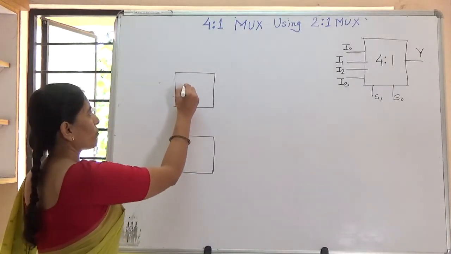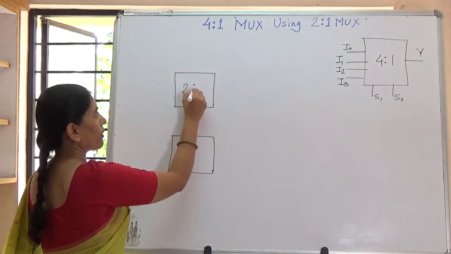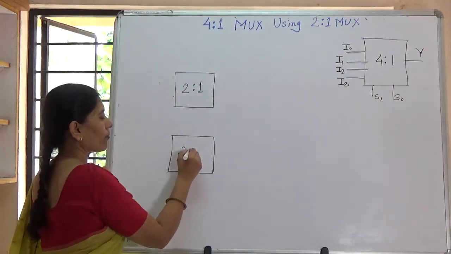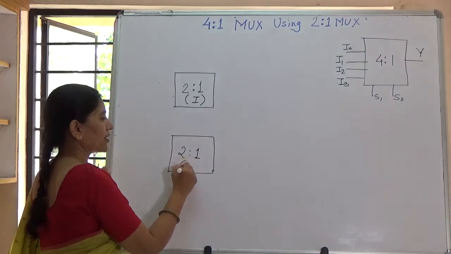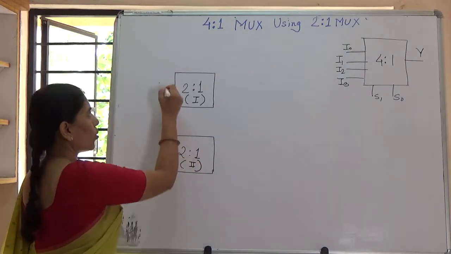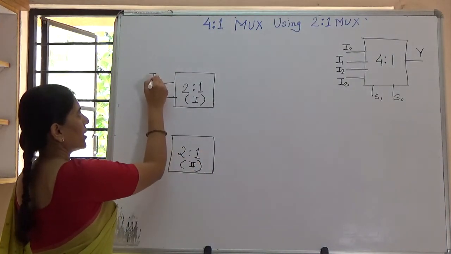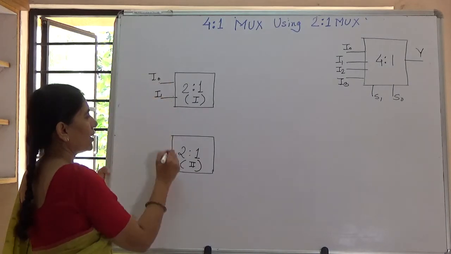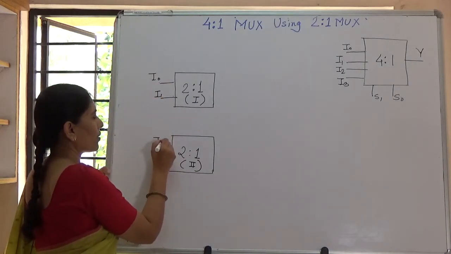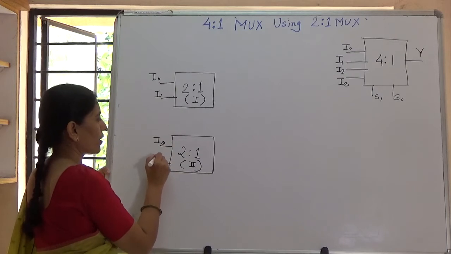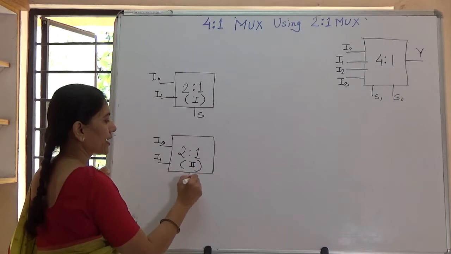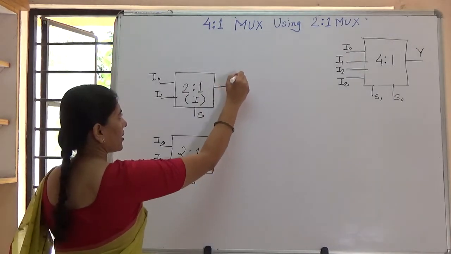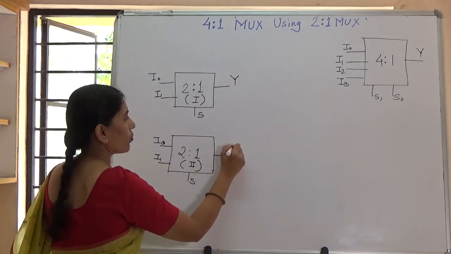So let us start with 2 2:1 multiplexers. This is the first one and this is the second mux. Both have 2 inputs. Let's call them I0, I1 and again I0, I1 for the second. Both of them will have only one select line and one output line.